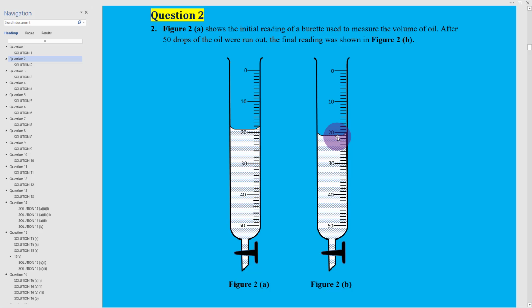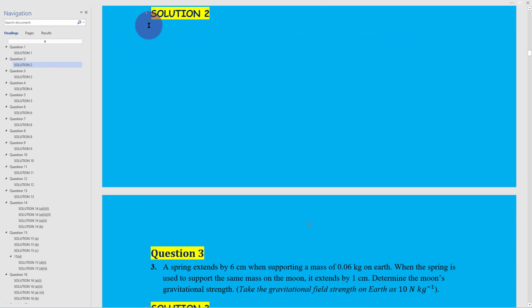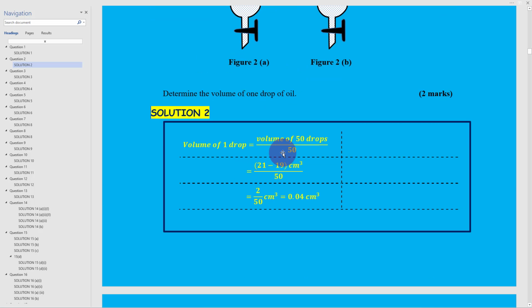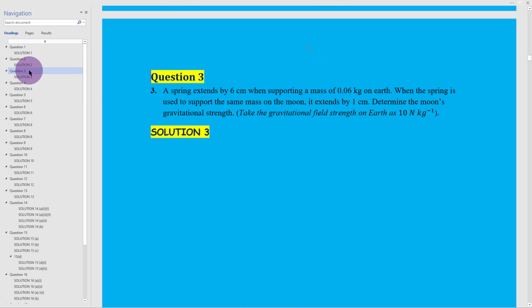So to get the volume of 1 drop, we need to divide that 2 centimeters cubed by 50. And again, the solution is very easy here. And this is what we get. The volume of 1 drop is equal to the volume of 50 drops divided by the number 50. And we get 0.04 centimeters cubed. Let's go to question 3.